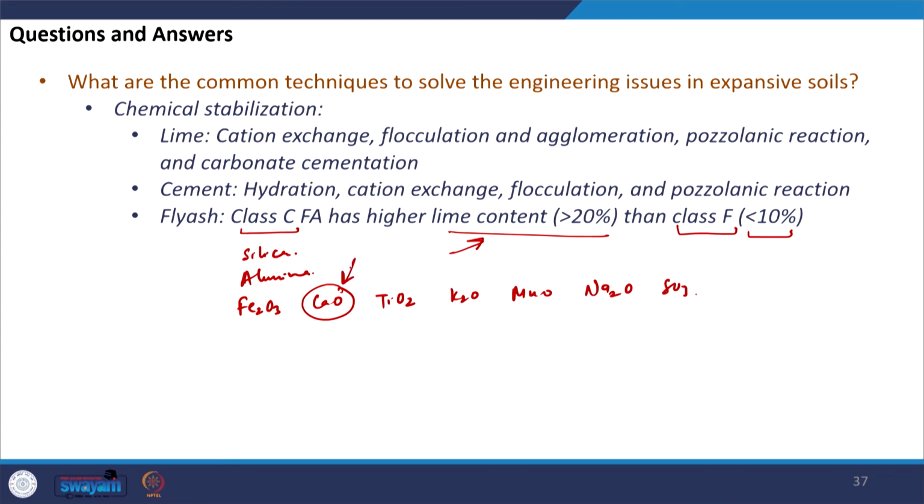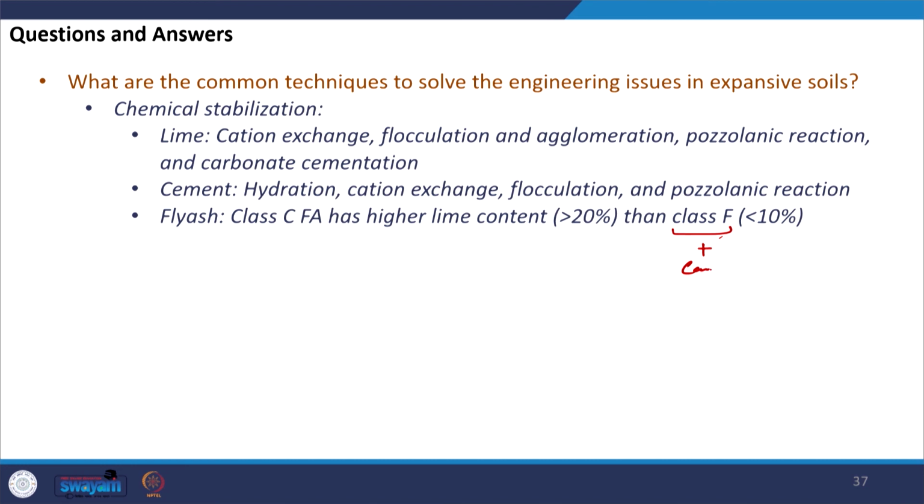So, we know what happens with calcium oxide further when it comes in contact with water. But class F fly ash cannot develop pozzolanic products on its own; it is usually added in combination with cement and/or lime. In fact, if you see class C fly ash also, though the lime content is greater than 20%, in the case of highly expansive clay which is very sensitive to the presence of lime, we also may need to add a cementitious product to accelerate the formation of pozzolanic products, to deal with the expansive soil.